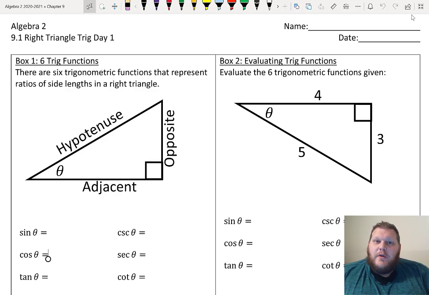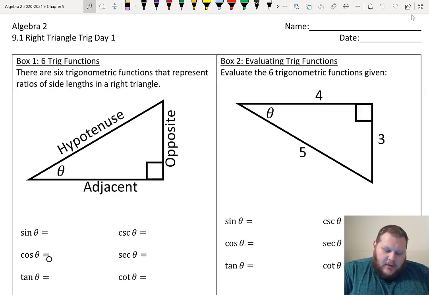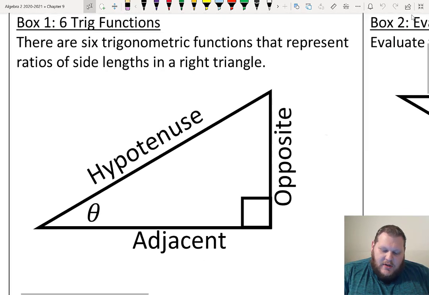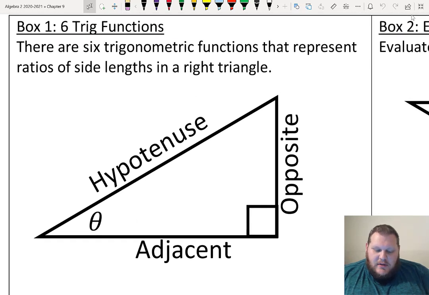This should be a review for you from geometry or other classes where you might have experienced trig. Any of you who are doubled up currently in geometry and trigonometry, or in Algebra 2 and geometry, may not have seen this yet, but it's still going to be a comprehensive set of notes where I don't assume any prior knowledge. So, hopping into our first box, we're reintroducing ourselves with the 6 trig functions.